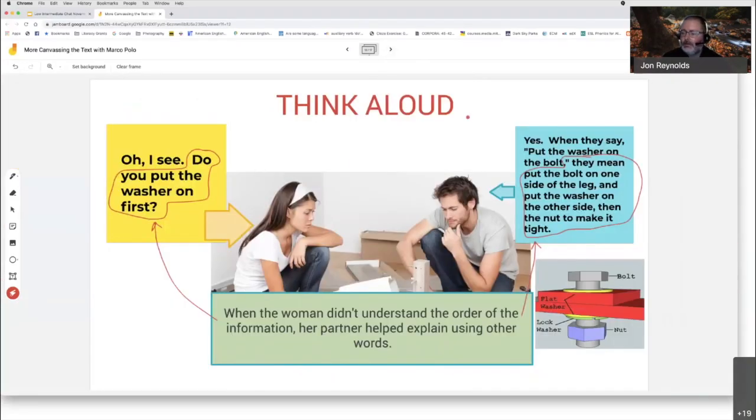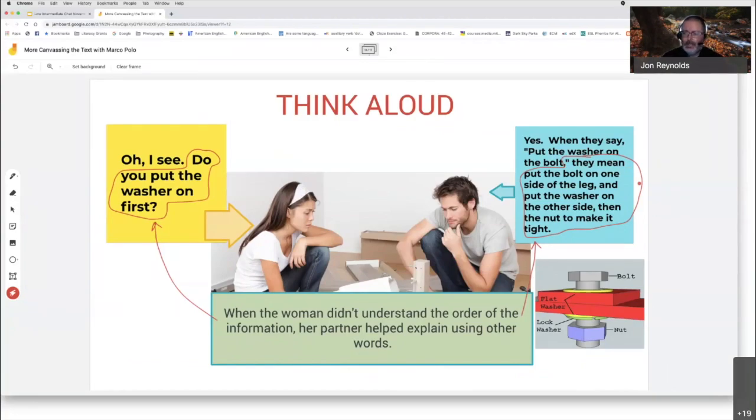Next, when the woman was perhaps confused about the order. Well, what was first? What was next? She said, do I put the washer on first? And then he said, well, yes, then you do this. So he explains a kind of process. He takes that little information, put the washer on the bolt, and he kind of helps put it into different words. He uses other words to explain the process.